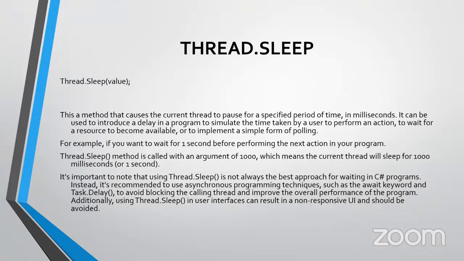So, I think every 1,000 milliseconds makes 1 second, which means that the current thread will sleep for 1,000 milliseconds or 1 second, just like I explained earlier. It is important to note that using Thread.Sleep is not always the best approach for waiting in C# programs.